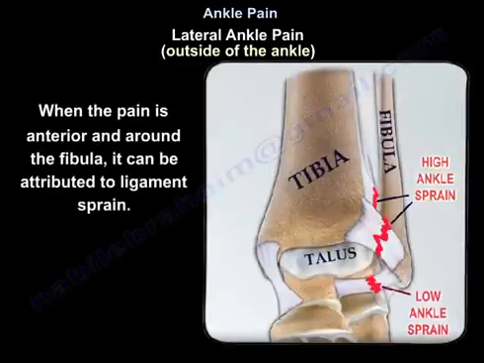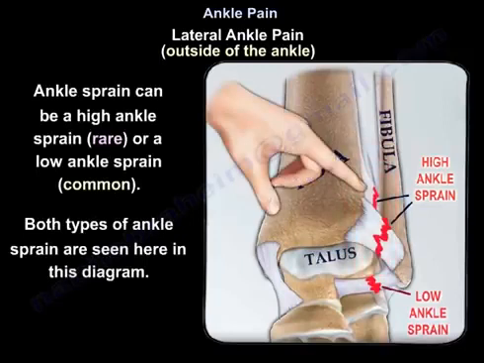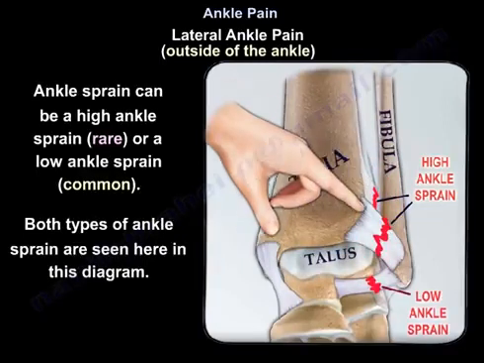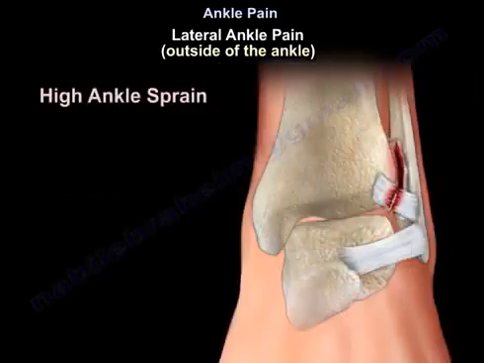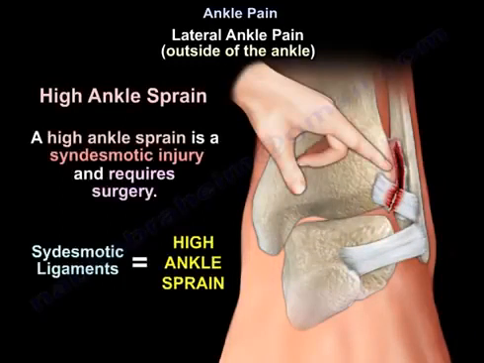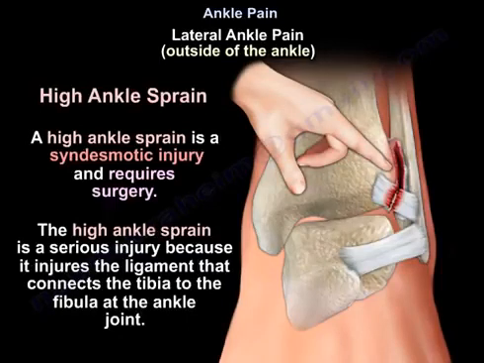When the pain is anterior and around the fibula, it can be attributed to ligament sprain. Ankle sprain can be a high ankle sprain, which is rare, or a low ankle sprain, which is common. Both types of ankle sprain are seen in this diagram. A high ankle sprain is a syndesmotic injury. It requires surgery. The high ankle sprain is a serious injury because it injures the ligament that connects the tibia to the fibula at the ankle joint.